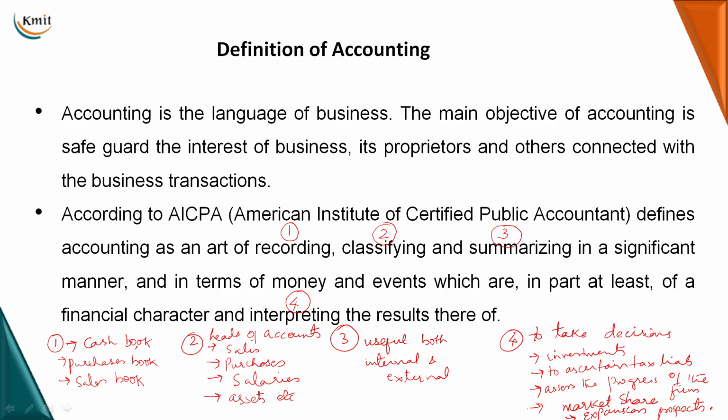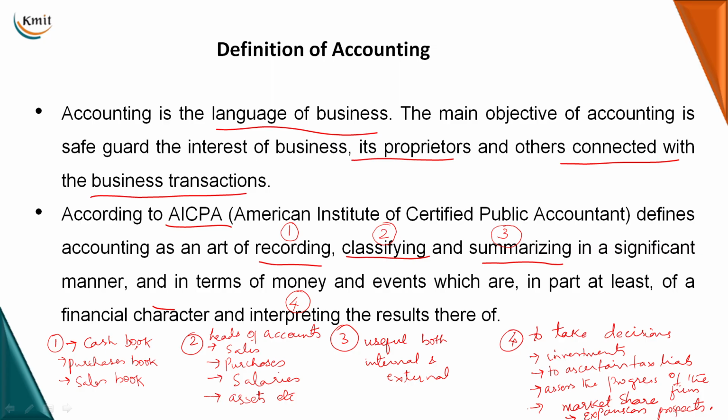Coming to the definition of accounting. Accounting is the language of business. The main objective of accounting is to safeguard the interest of the business, its proprietors and others connected with the business transactions. According to the American Institute of Certified Public Accountants, accounting is the art of recording, first, classifying, second, and summarizing, third, in a significant manner and in terms of money and events which are, in part at least, of a financial character, and interpreting the results thereof.